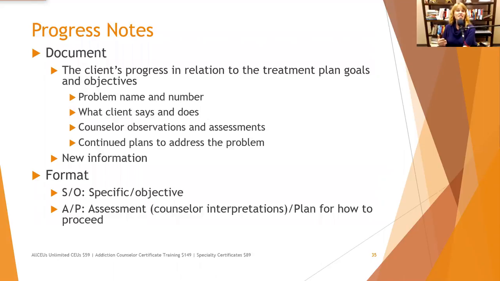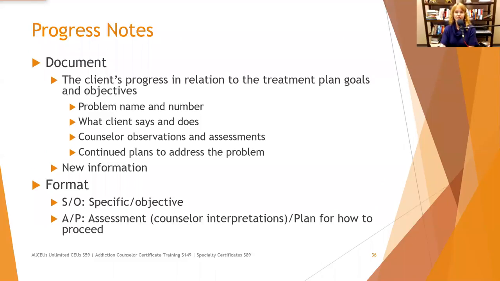You also may need to document any new information. If they get into a new relationship, get a new job, break up, whatever, that will go in the progress notes. The format for most people is the SOAP format. The first part is the specific objective information. And the last part is the assessment, the interpretations, and the plan for how to proceed. You want to document the client's progress.